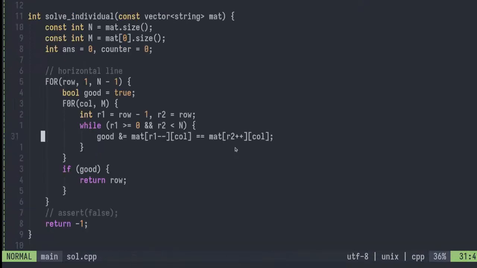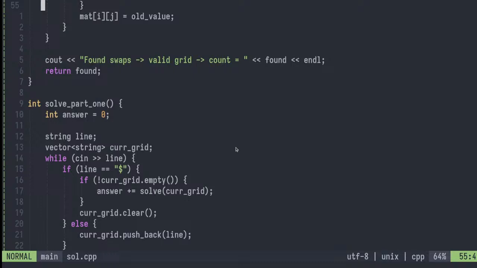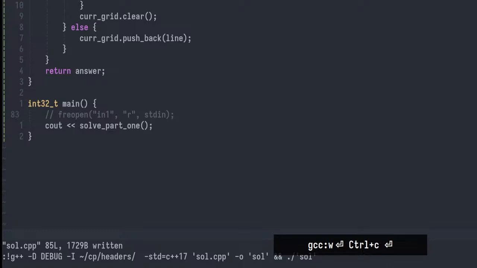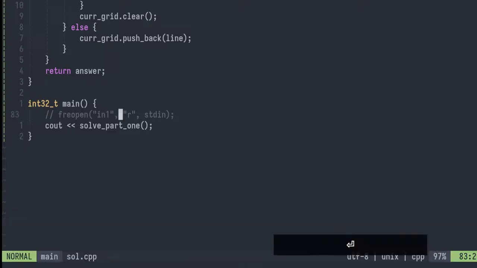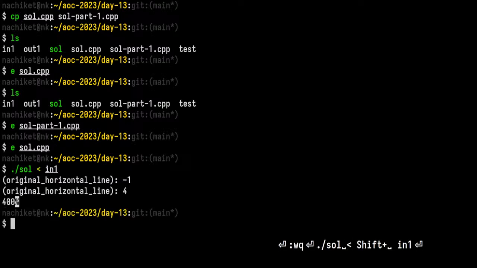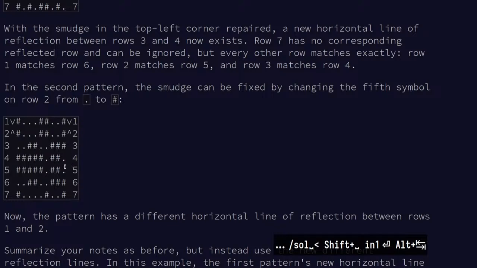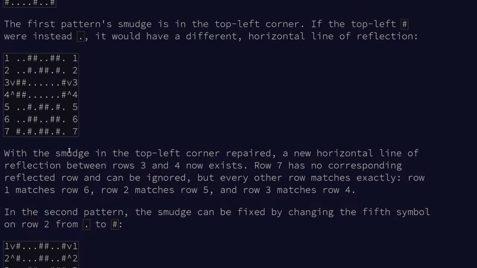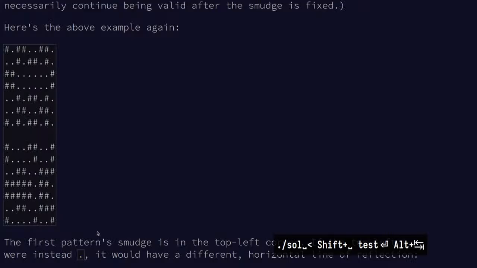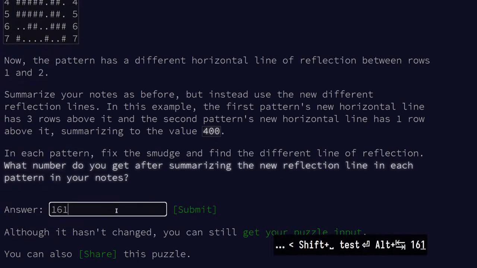In the sample input, the first doesn't find a horizontal line, but the second one finds it at this one. Let's run this last test case. 1600, 100.